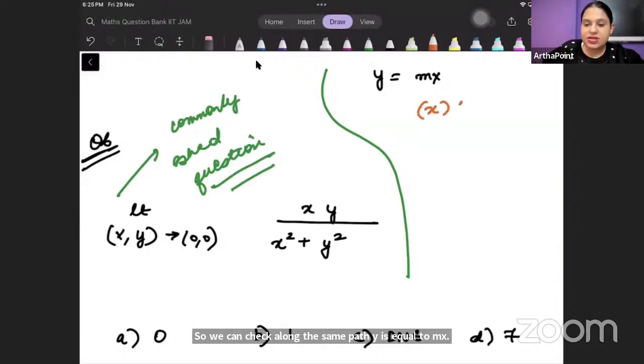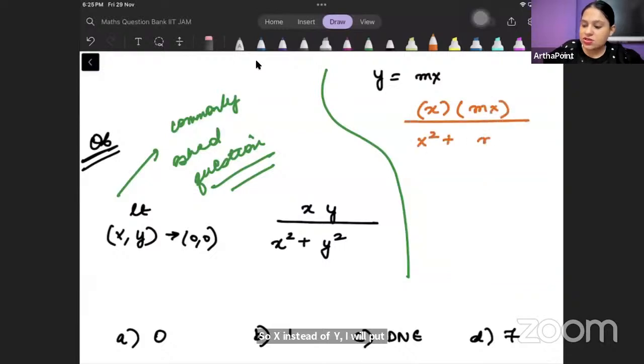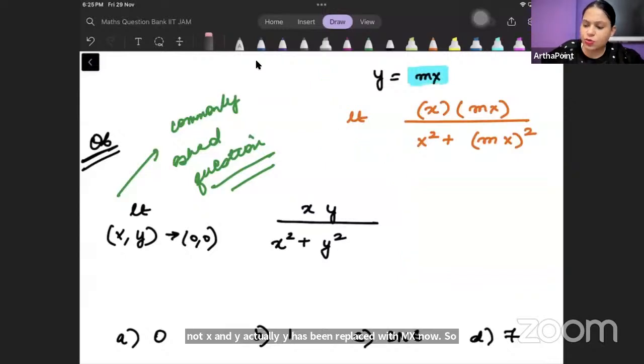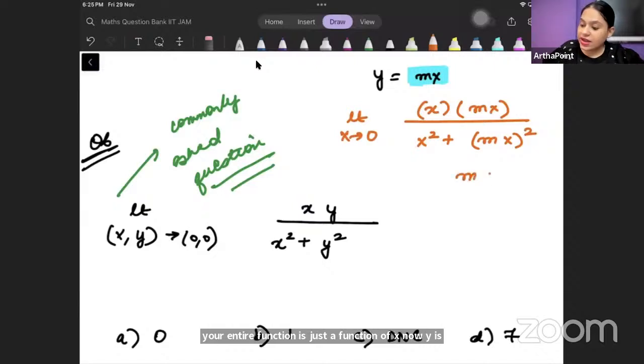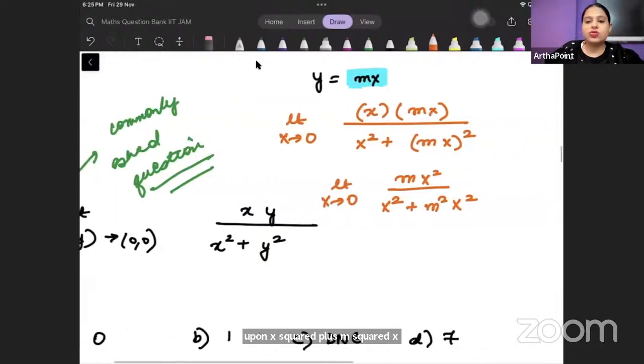So x, instead of y, I will put mx, upon x square, instead of y, I will put mx whole square. And x and y are approaching 0, 0. Not x and y actually. Y has been replaced with mx now. So only here you can actually just write that x is approaching 0 now. Your entire function is just a function of x now. Y is eliminated. So we get mx square upon x square plus m square x square, limit x tends to 0. Okay.